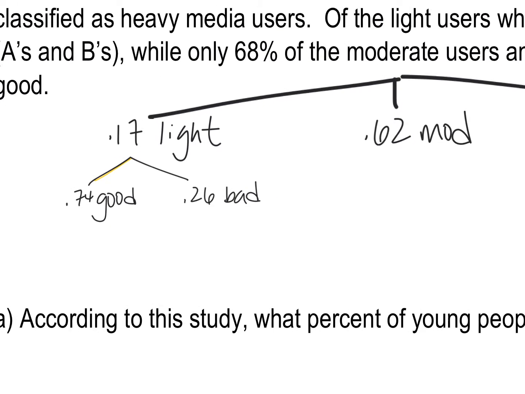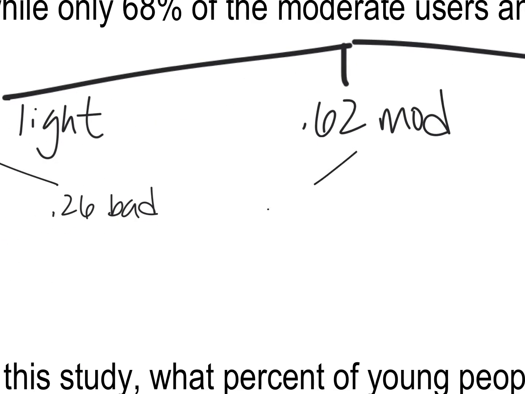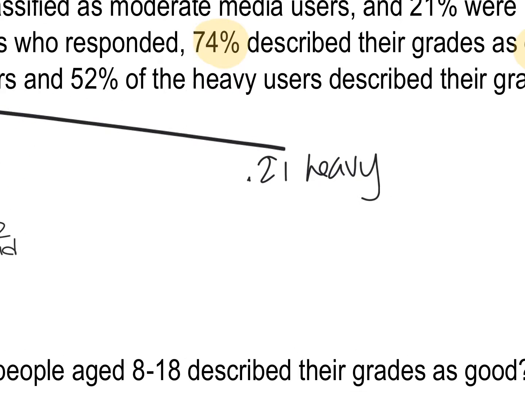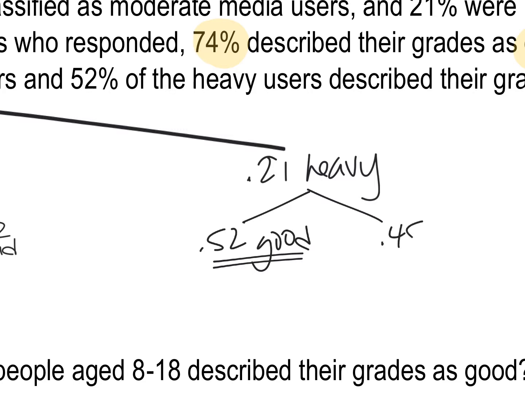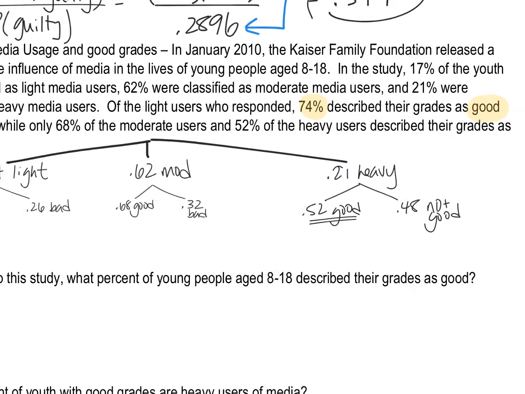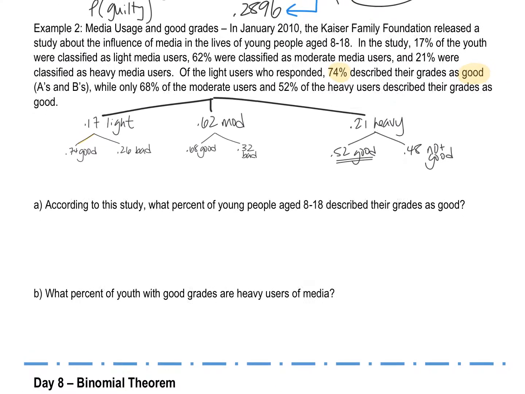Okay, moderate users, we're told that 68% got good grades, which means the remaining, what would that be, 32 bad grades. And then of the heavy users, we are told that 52% got good grades. Notice how that's the lowest of all the 3 in the good grade category because they're heavy media users. Apparently they're spending too much time on Insta. Therefore, they're not spending as much time on their grades. So here's my tree diagram. And now I'm going to try and answer some questions.